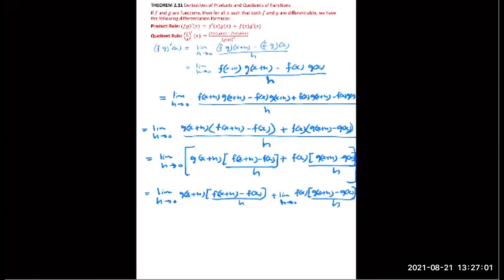Okay. Now, as you can see, this is a product, this times this. You can take the limits of the product. So you take the limit of the first expression and the limit of the second expression. As you can see, as h approaches 0, the limit of the first expression is g of x because this h goes to 0.